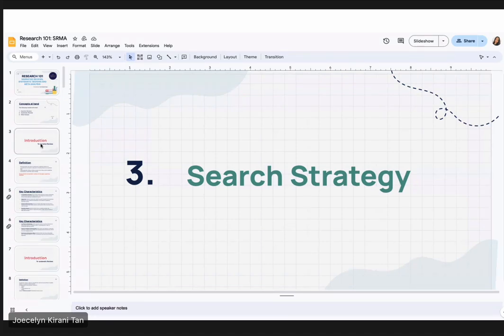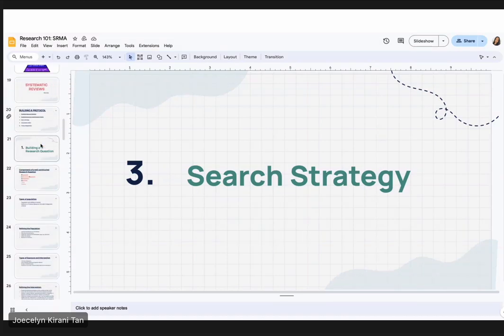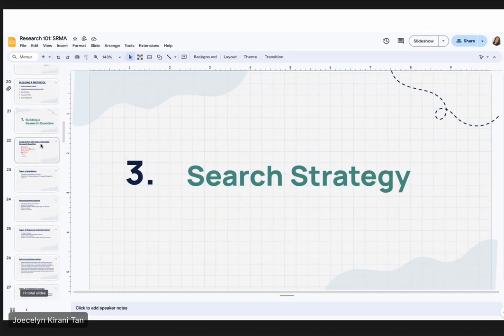Again, we introduced narrative reviews, systematic reviews, and meta-analysis. And in the last week, we went through how to start thinking about writing your systematic review. So first of all, we went through building a research question, and that's with the PICO framework. So if you remember, that would be your population, your intervention, your comparison, and your outcome.